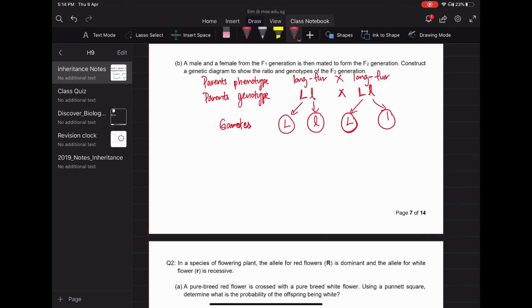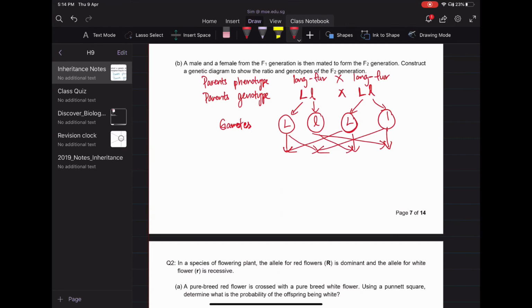Next is when fertilization happens. In fertilization, the gametes will randomly combine with one another. But we don't have a scenario whereby it's this and this, because you can't have similar gametes from the same parent fertilizing each other. So it doesn't make sense. It's like two sperms cannot combine together, right? So in this case, we have 1 and 3, 1 and 4, 2 and 3, 2 and 4.